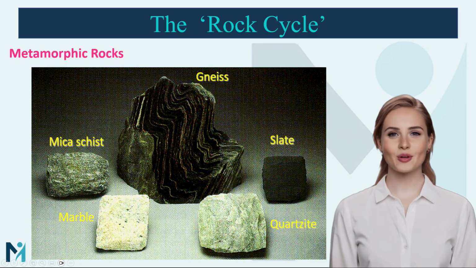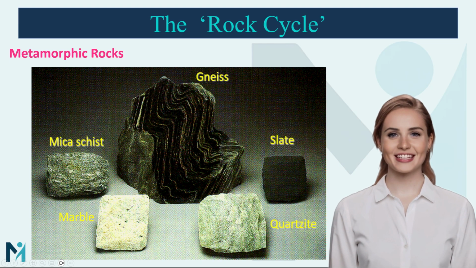Then we have marble, which is not only a geological marvel, but also a cultural icon used in sculptures and architecture. Marble forms from the metamorphism of limestone, which is mostly composed of calcium carbonate. During metamorphism, the calcite crystals recrystallize, removing any fossil content and giving marble its classic smooth appearance. Depending on the impurities present, marble can be white, pink, green, or even black.